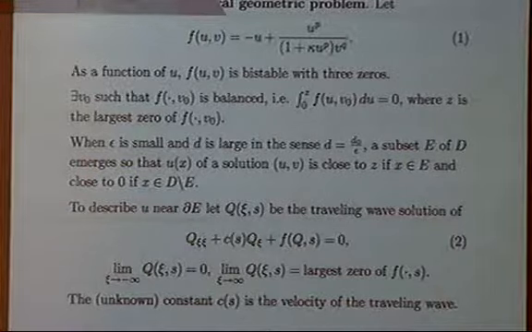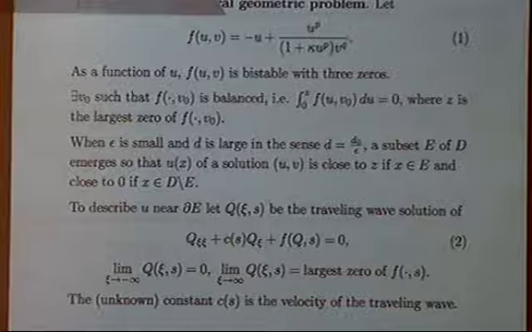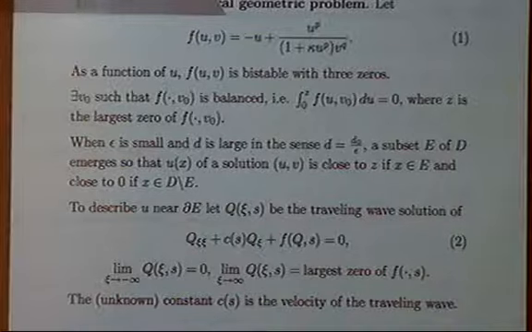Bistable means that it first comes down at 0, then goes up, and then comes down again. There is a particular value v0. With this particular v0, this bistable nonlinearity is balanced. Balanced in the sense that if you integrate this f from the smallest zero to the largest zero, then the integral is equal to 0. So this v0 is actually quite important.